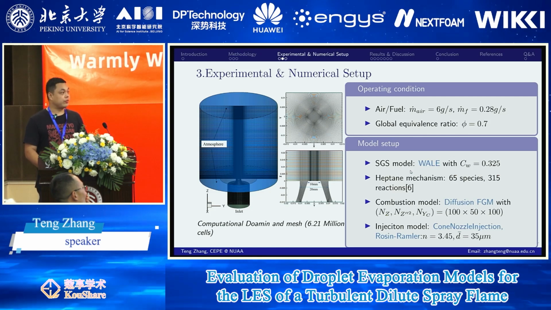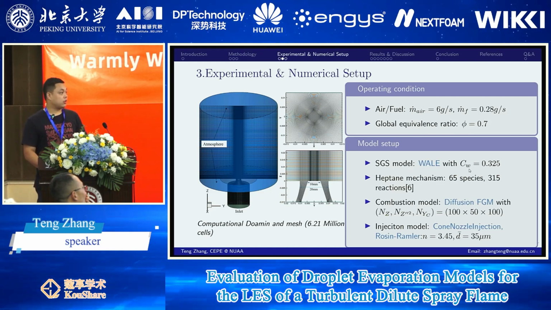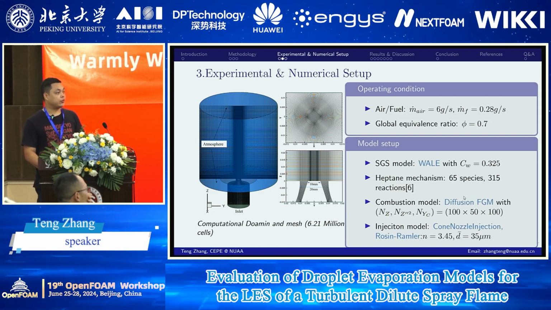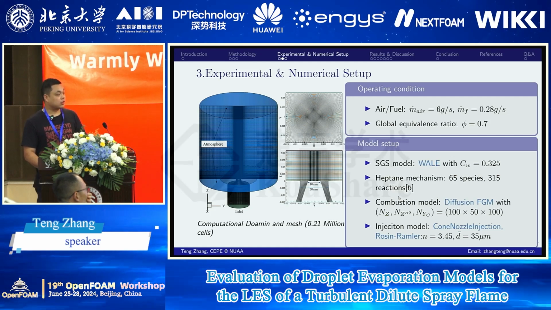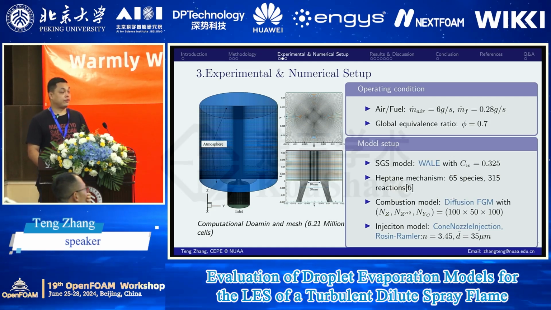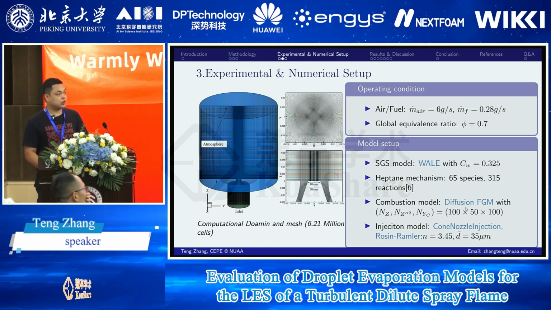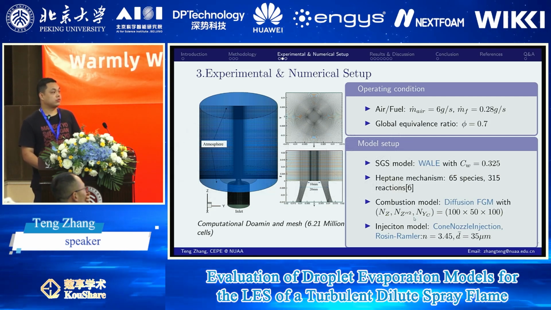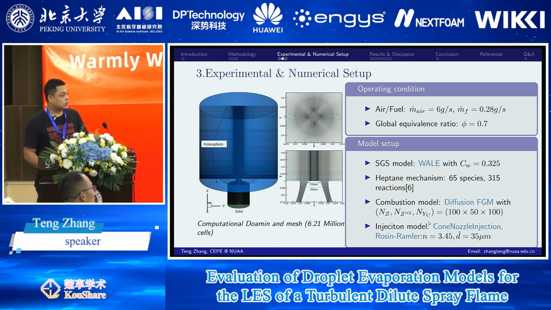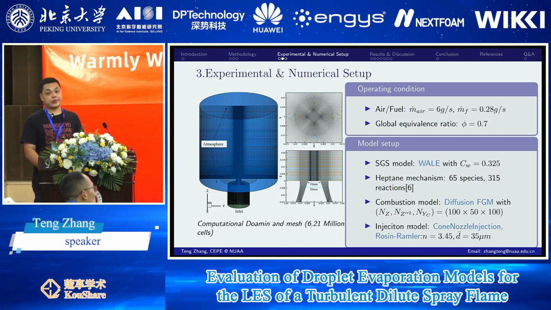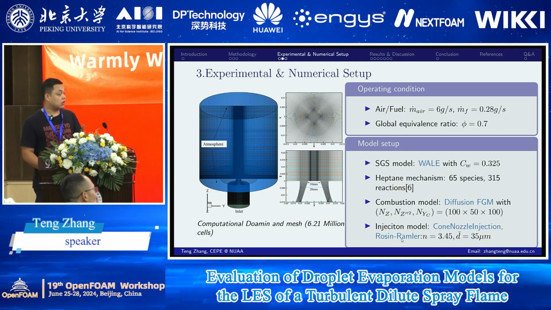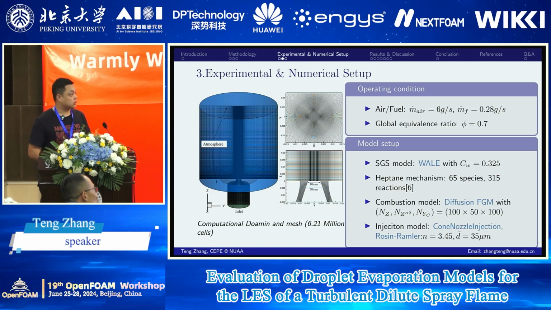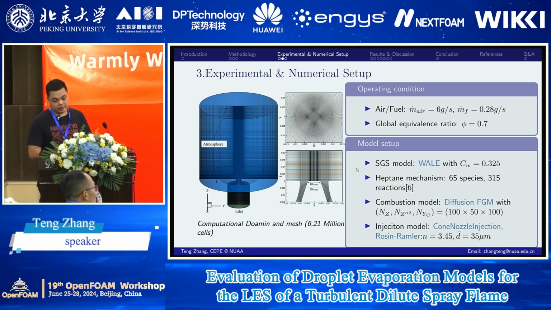For the SGS model, we use WALE with the default model constant. A detailed ethanol mechanism is used to generate the flamelet table. For the tabulated chemistry method, we use the diffusion FGM method. The final chemistry table contains 100 times 50 times 100 grid points for the controlling parameters. The conical injection model is used to represent the hollow cone spray, and the Rosin-Rammler distribution is estimated using the first available experimental results.